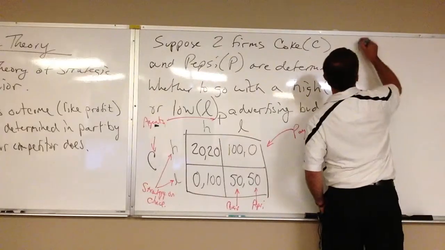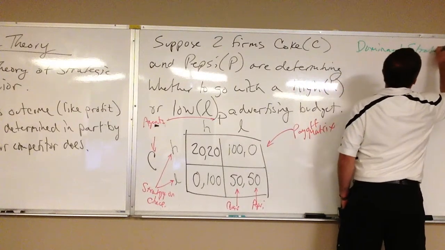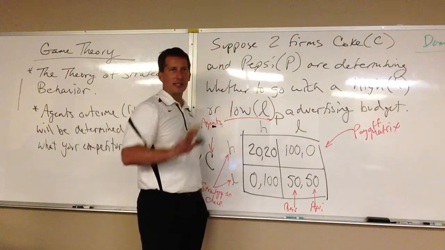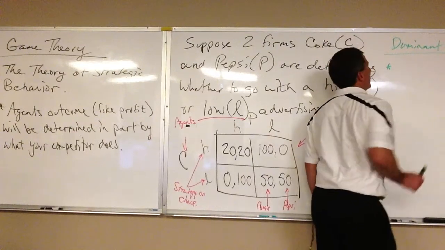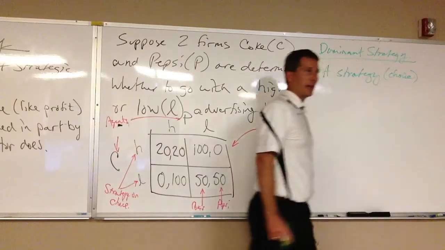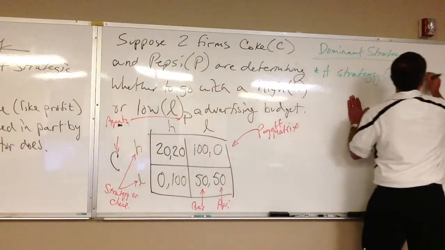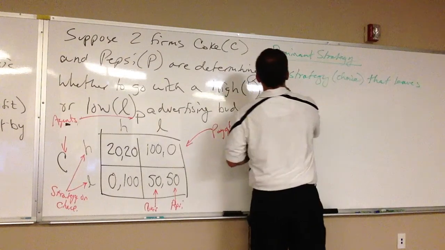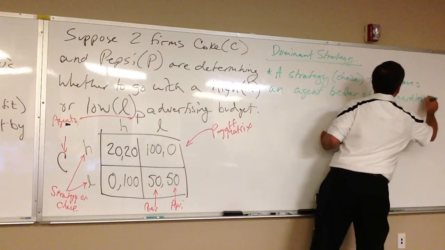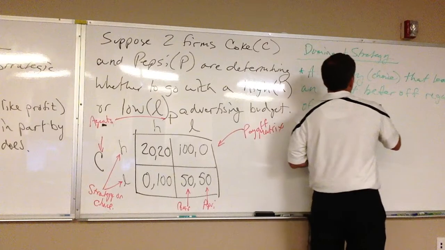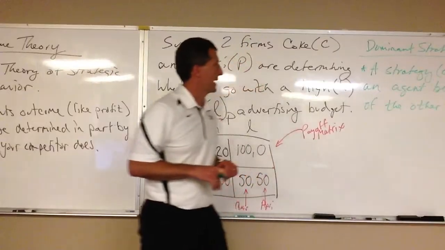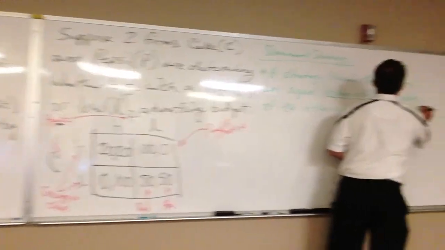All right, so we've got a couple things going on here that we need to outline that are important for the study. First of all, let me start off with the dominant strategy. This is probably the first step as you go through some homework problems, to look for a dominant strategy, because it makes solving the game a little bit easier if it's kind of a no-brainer for somebody. So a dominant strategy is a strategy, or in many cases you can just think of it as the choice, that leaves an agent better off regardless of the other agent's choice or strategy. A strategy that leaves an agent better off regardless of the other agent's strategy.